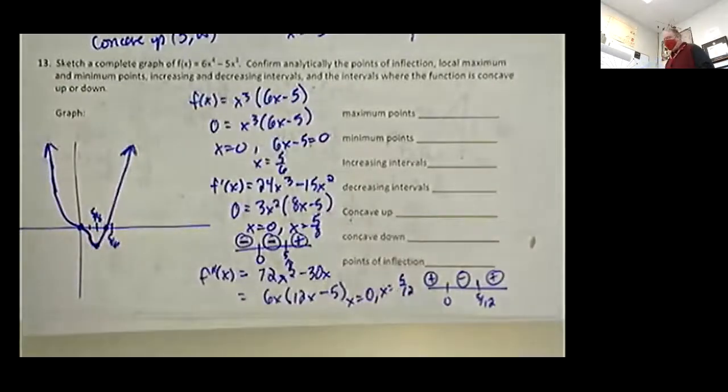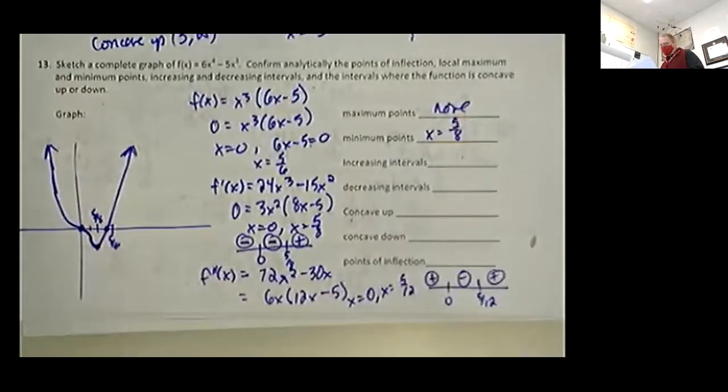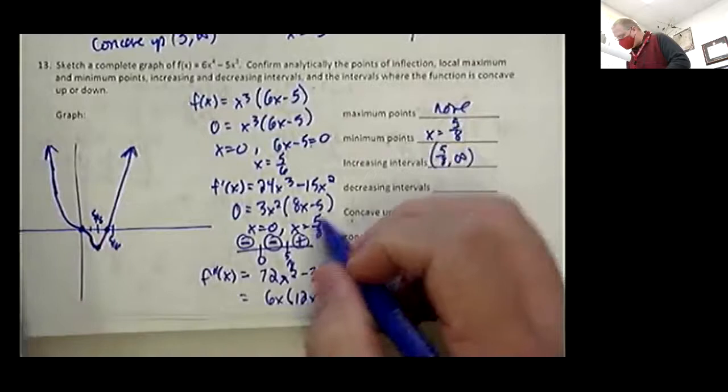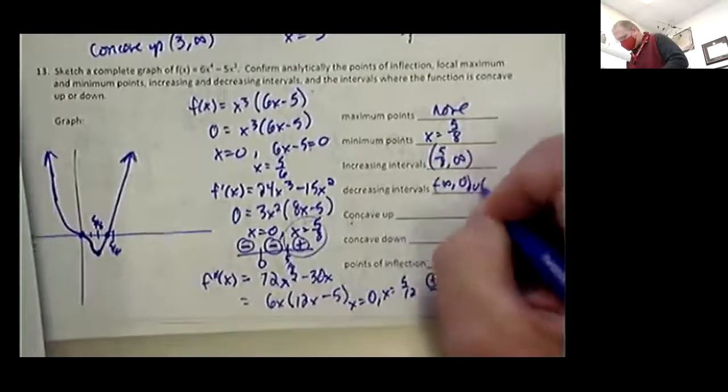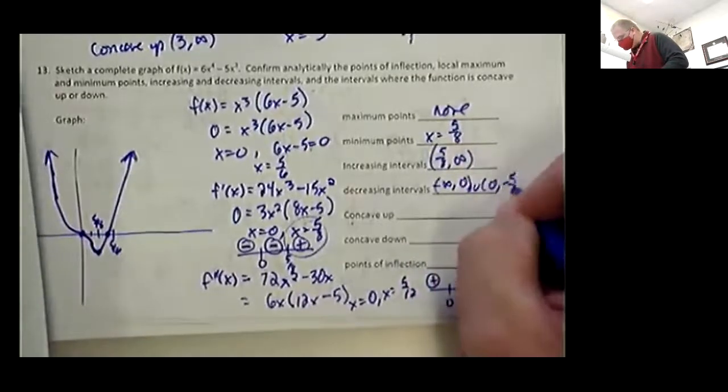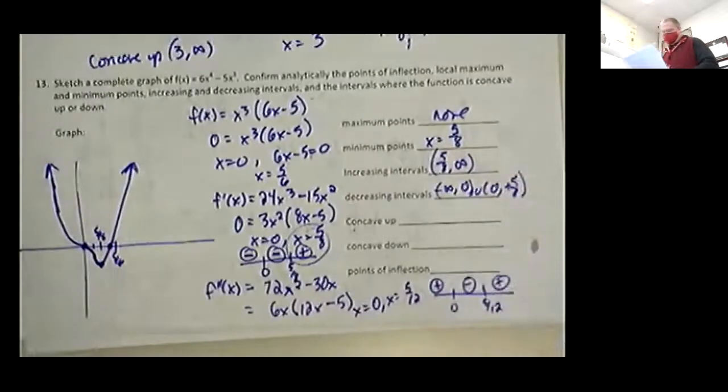So let's plug in. What are our maximum points? There are none. Our minimum point occurred at x equals 5/8. You don't need to find the y values. Where are we increasing? We're increasing where the first derivative is positive, and that was 5/8 to infinity. Decreasing intervals, that's from negative infinity to 0, union 0 to 5/8.